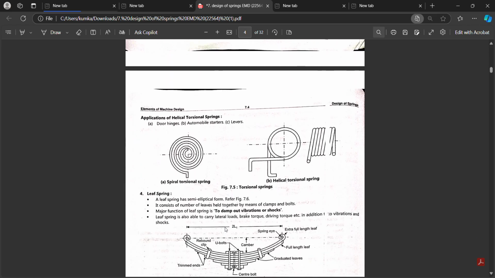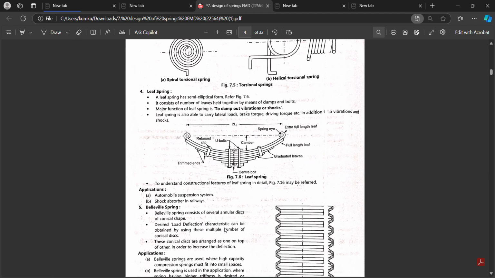Then is the leaf spring. Leaf spring is always asked in exam, and the diagram of this leaf spring is always asked in exam. Describe the leaf spring with neat sketches. This is the diagram of leaf spring. This is the main leaf, and these are the graduated leaves. These main leaf and graduated leaves are bound by the U-bolt, and this is all the specification you have to write at the time of exam.